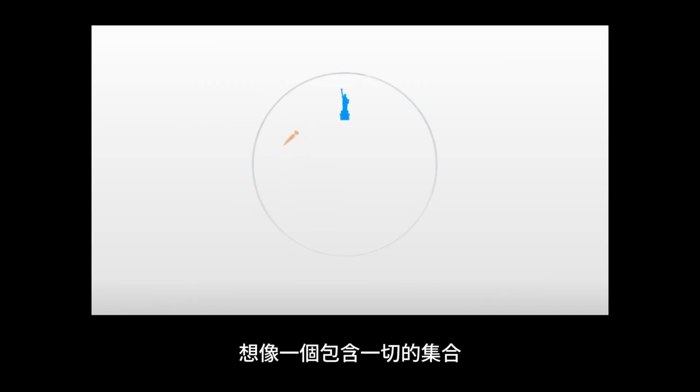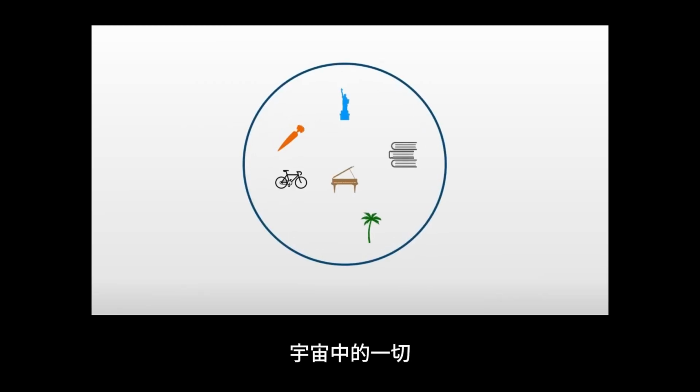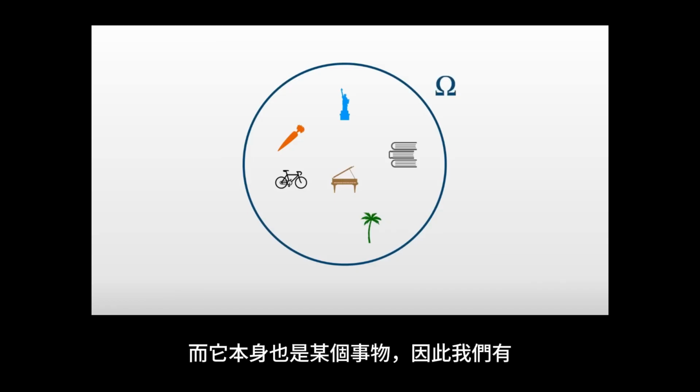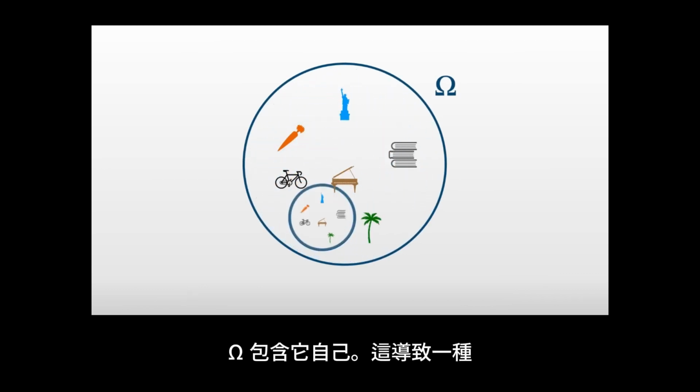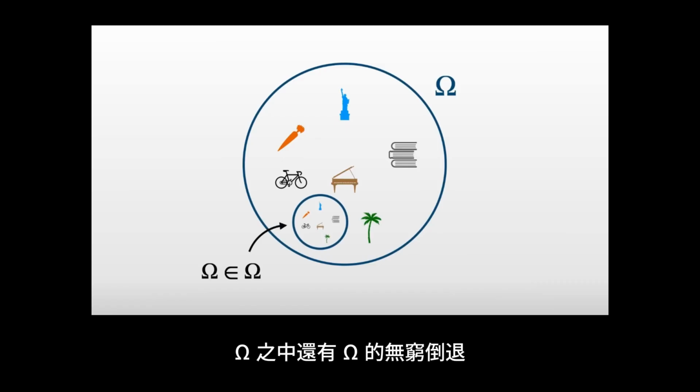Imagine a set containing everything. Everything in the universe, everything you can imagine, all the combined knowledge of everyone on Earth and more. We'll call this set Omega. Because Omega contains everything, and it itself is something, then we have this interesting property that Omega contains itself. This leads to a kind of infinite regress of Omegas within Omegas.